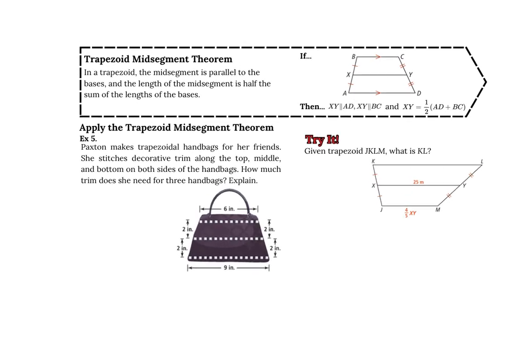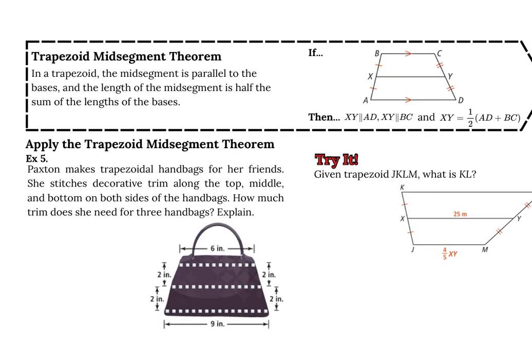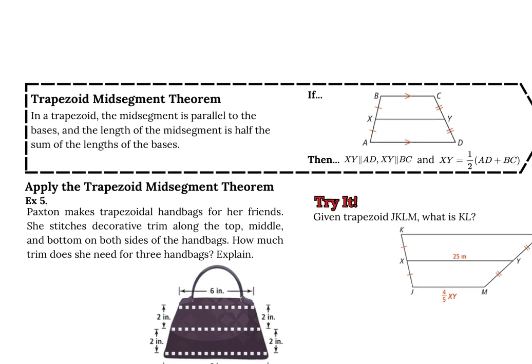All right, next we're going to look at the trapezoid mid-segment theorem. In a trapezoid, the mid-segment is parallel to the bases, and the length of the mid-segment is half the sum of the lengths of the bases. So our mid-segment is parallel to the bases, which means this would be parallel to the base on top and the base on the bottom. The length of the mid-segment is half of the bases added together. So if I added my AD together with my BC, half of that amount is the value of XY.